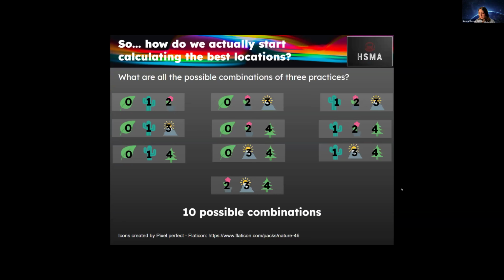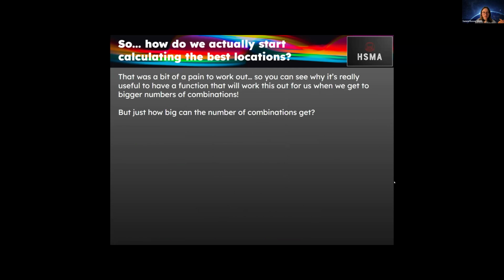So this one isn't too hard. There's not too many possible combinations. Dan, I think I love Dan's answer: the answer is somewhere between 10 and 26.2 million, 27.6 million even. No, the answer is 10. So not too many possible combinations of these practices.